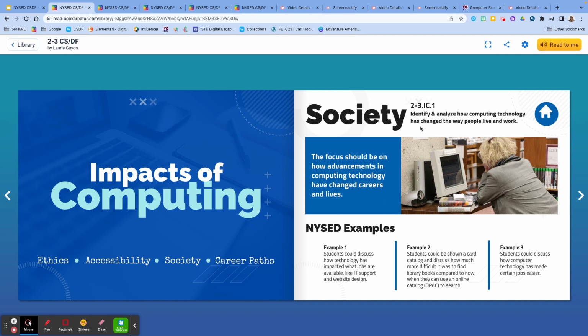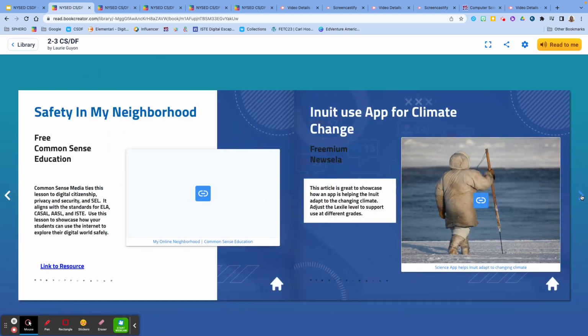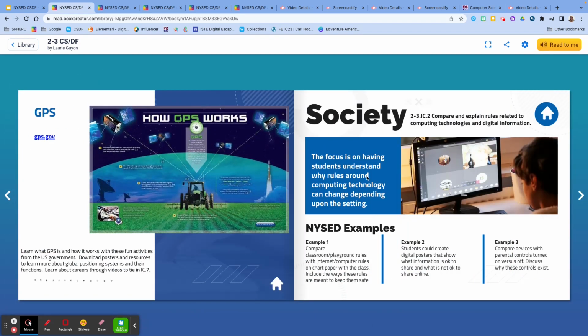This one happens to be identify and analyze how computing technology has changed the way people live and work. Within the blue box, you're going to see a clarifying statement, and at the bottom, you're going to see the examples that the state has put together. After this page, you're going to see ideas for use that you could use in your classroom. So this is a great place for you to start to think about what you already do in your curriculum to meet the standards. And these are resources of activities you could actually use in your classroom if you would like.